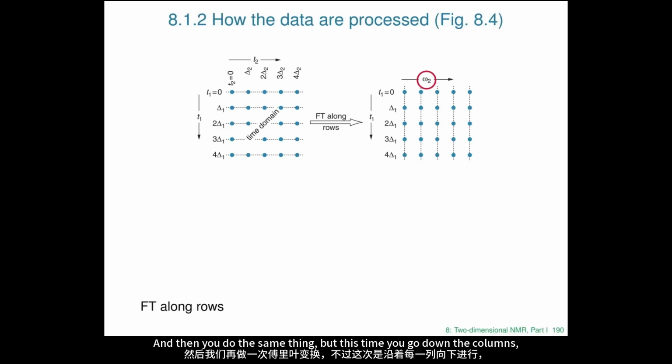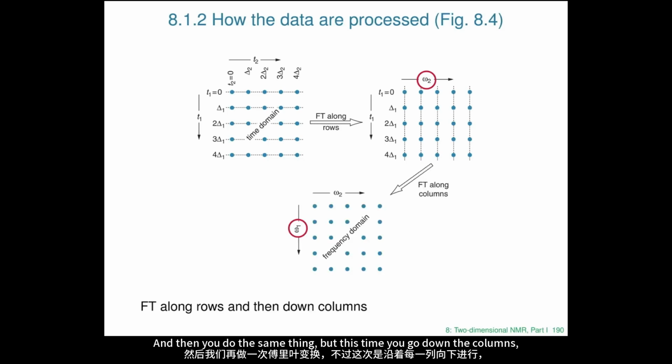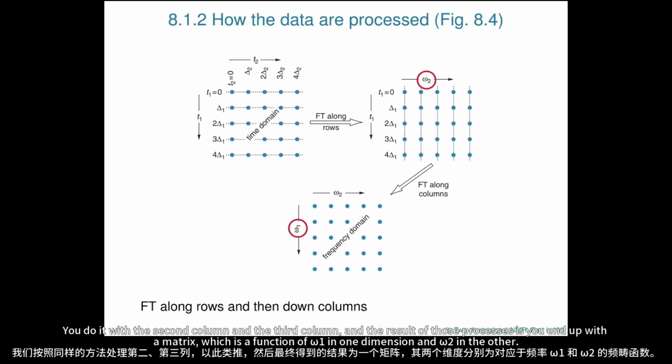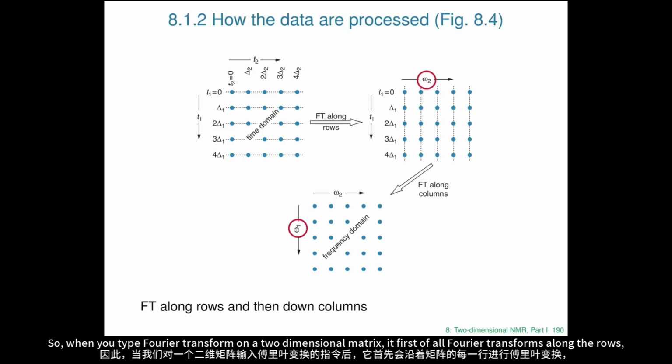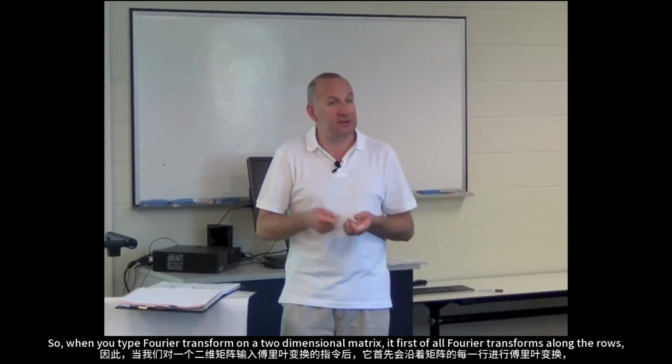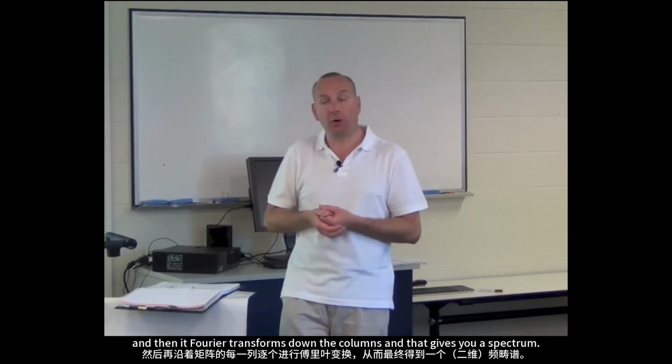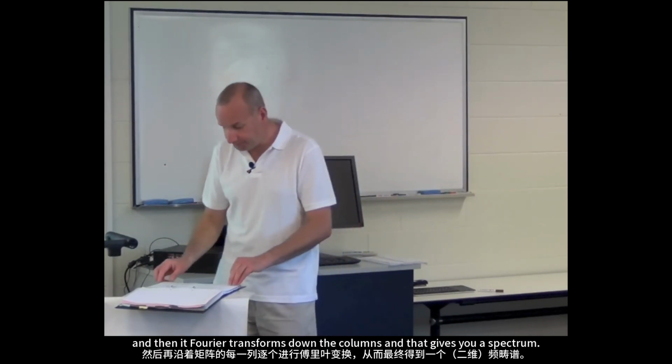And then you do the same thing, but this time you go down the columns. So you take the first column, and that's a function of t1. You Fourier transform that, and that gives you the spectrum, which is now a function of omega 1. You do it with the second column and the third column, and the result of those processes is you end up with a matrix which is a function of omega 1 in one dimension and omega 2 in the other. So when you type Fourier transform on a two-dimensional matrix, it first of all Fourier transforms along the rows, and then it Fourier transforms down the columns, and that gives you a spectrum.